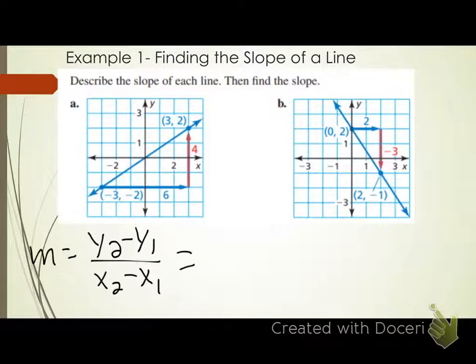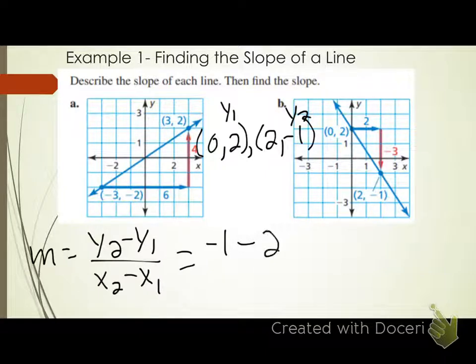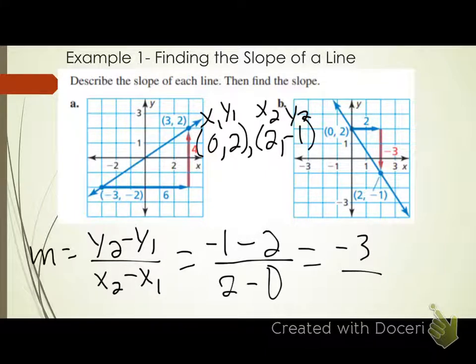So what are my two ordered pairs? 0, 2, and then 2 and -1. So what's my second y value? That's my y2. Minus, what's my first y value? 2. Over, what's my second x value? Minus, what's my first x value? 0. What's -1 minus 2? -3. What's 2 minus 0? 2. Same answer I got earlier. That can't be reduced anymore, so I just leave it like that.